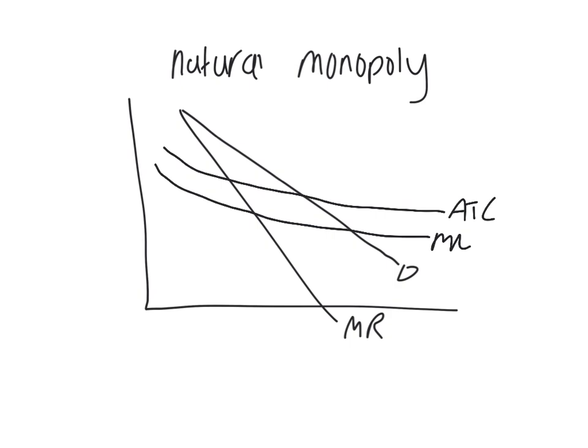Okay, so there are three main things to focus on with a natural monopoly. There is the unregulated quantity, there is a fair return quantity, and there is a socially optimal quantity. The socially optimal quantity will determine whether or not it is a natural monopoly, but we'll get into that later.